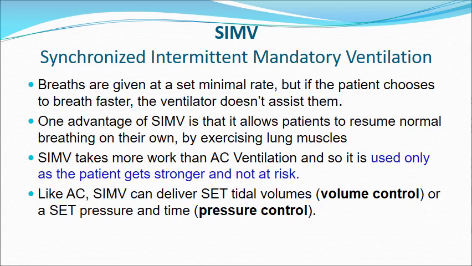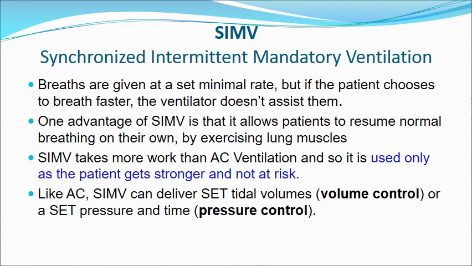SIMV, synchronized intermittent mandatory ventilation. Breaths are given at a set minimal rate, but if the patient chooses to breathe faster, the ventilator does not assist them. That's a key difference with assist control, where assist control assists every breath, even if it's initiated by the patient. One advantage of SIMV is it allows patients to resume normal breathing on their own by exercising intercostal lung muscles.